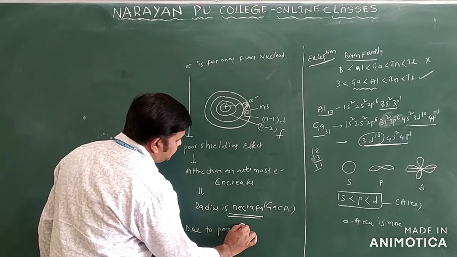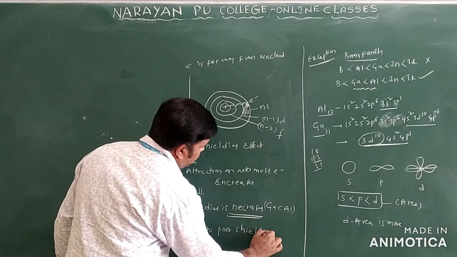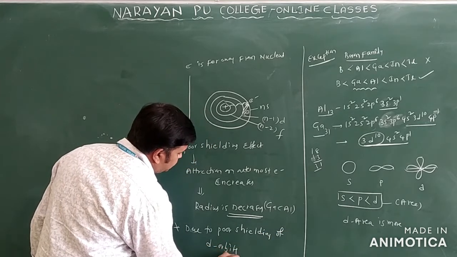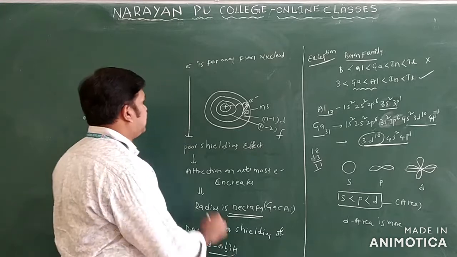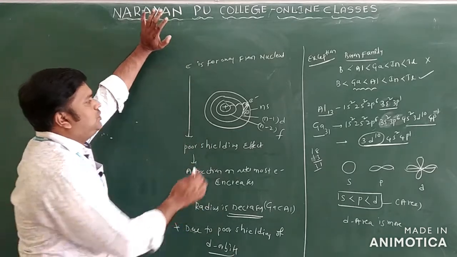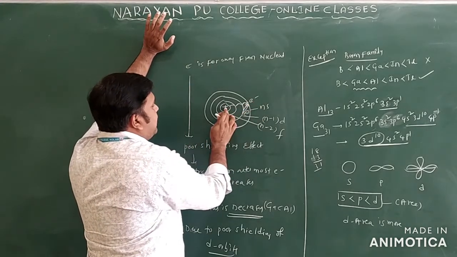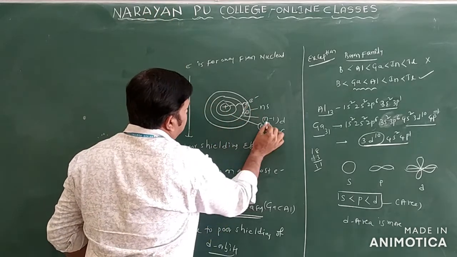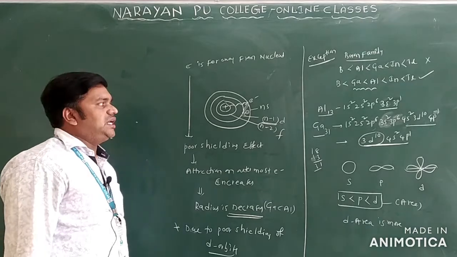Due to the poor shielding of which one? D orbitals only. Let us see here. I already told you this is the outer electron, these are the nucleus, and these are the inner electrons only. These electrons I told you are n-1 d electrons only.